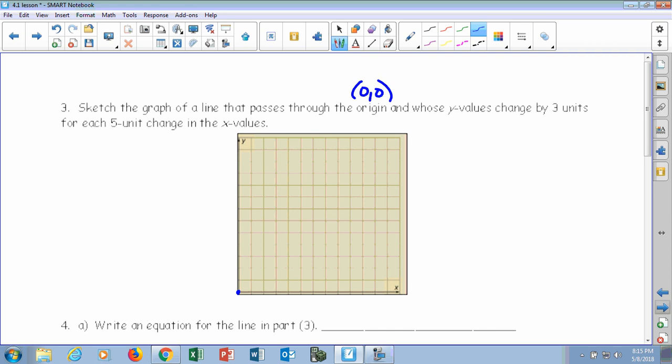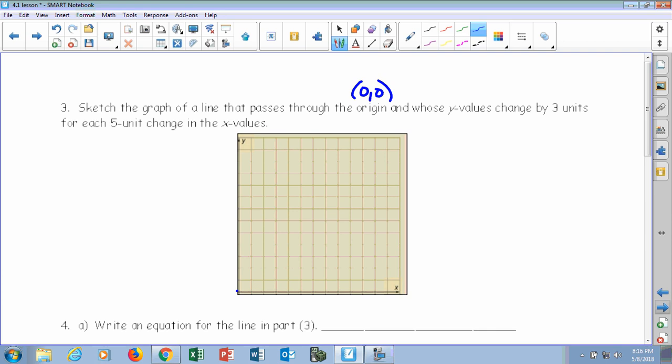Okay, which means we go up 3 units, 1, 2, 3, and then over 5, 1, 2, 3, 4, 5. We would make a point right there. And then we go up 1, 2, 3, and over 1, 2, 3, 4, 5, and make another point right there. So I'm going to erase this because we're going to actually make a line out of this.